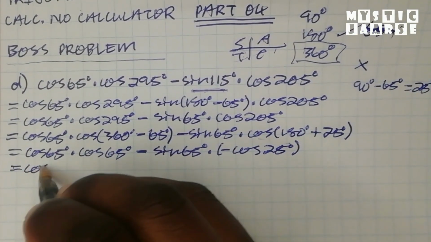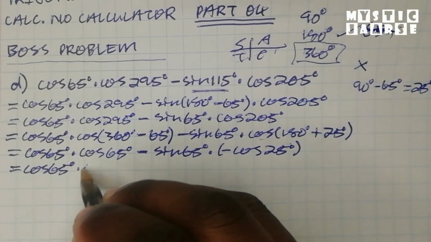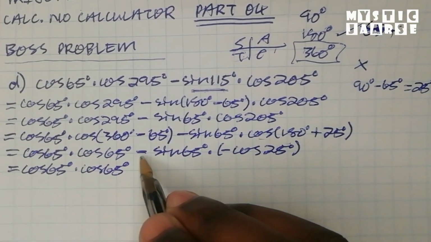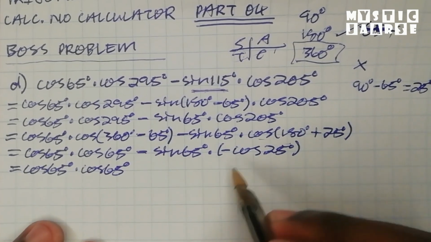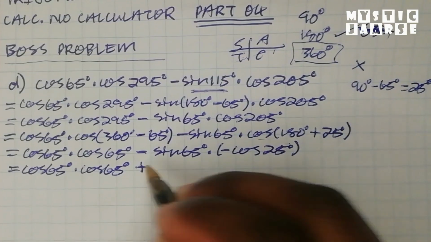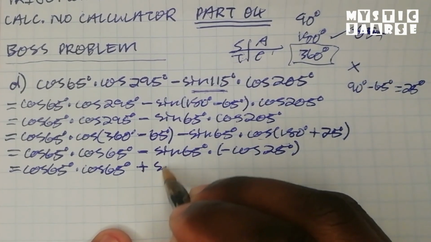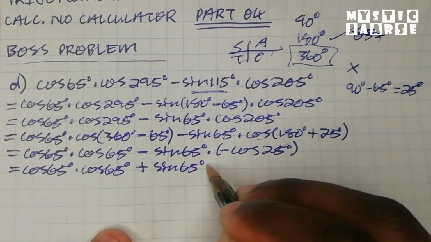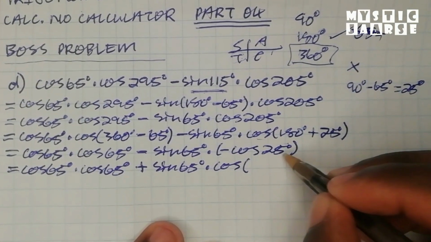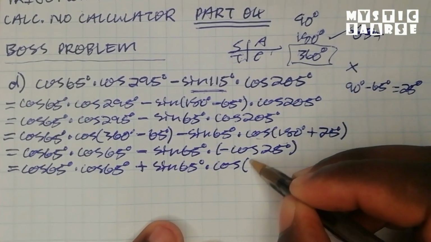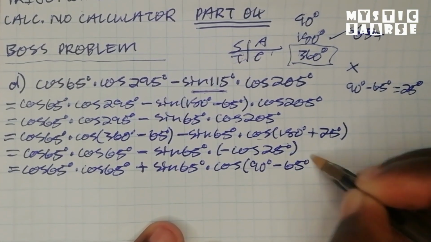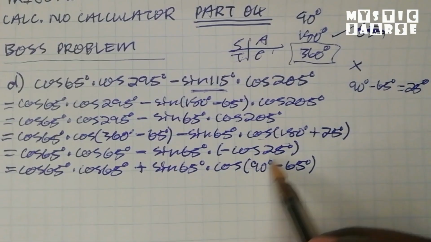So we have cos of 65 degrees multiplied by cos of 65 degrees. We have this negative sign multiplying with this negative sign, so we will have positive sine 65 degrees multiplied by cos 25. Now I am already reducing 25 using 90, so we will have 90 degrees minus 65 degrees. This is equal to 25.